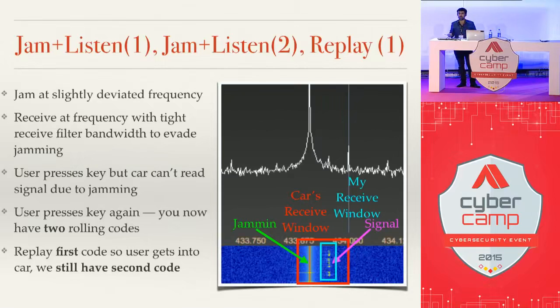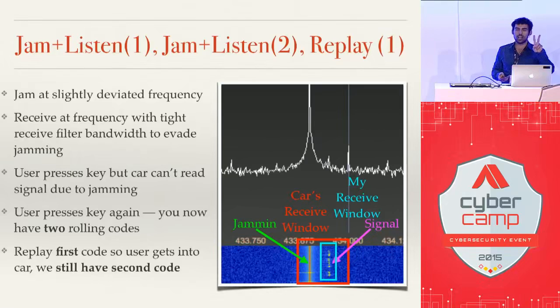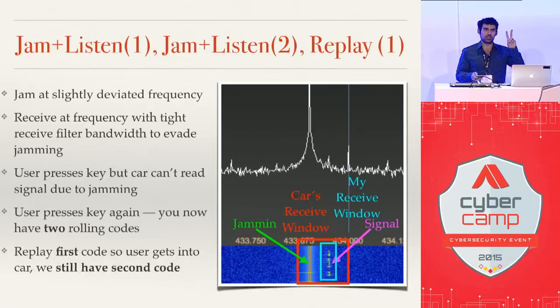what do you do? As a user, I now have a code that I can use, but it's about to get ruined. But if you're a user and you try to unlock your car and it doesn't work, what do you do? You hit the button again and you try to unlock it again. Now if I've jammed for both of those sessions, I now have two different rolling codes, a previous one and a future one. I can then replay the first one, and now I have a future code that will work.